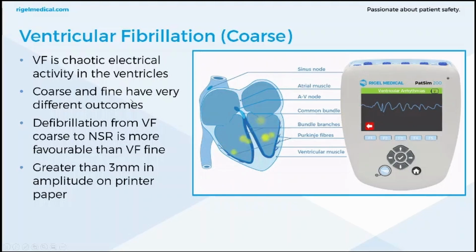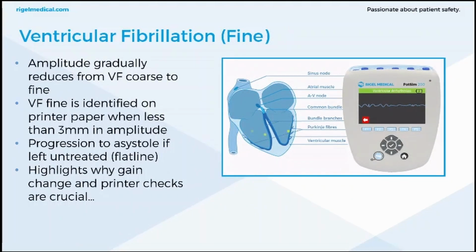Now, coarse and fine VF have very different outcomes. Defibrillation from VF coarse to normal sinus rhythm is more favourable than VF fine. Greater than 3 millimeters in amplitude on printed paper is the difference between VF fine and VF coarse. If it's greater than 3 mm it's VF coarse, if it's less than 3 mm it's VF fine, and that's why amplitude and gain change is crucial when testing patient monitors.